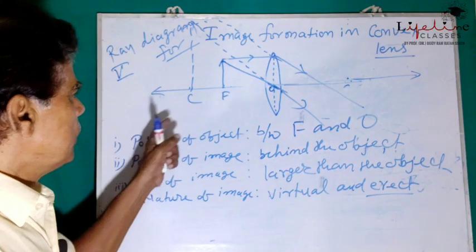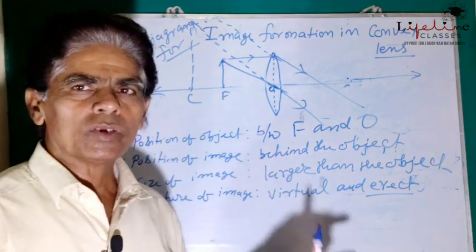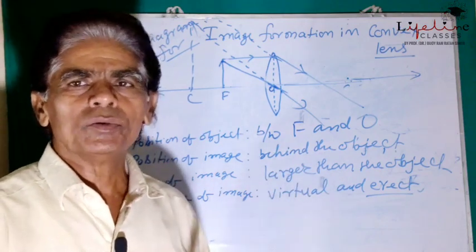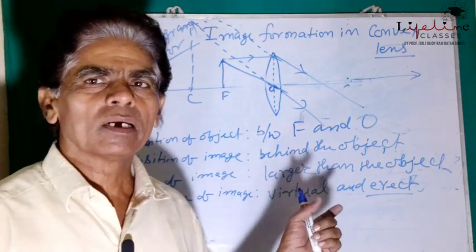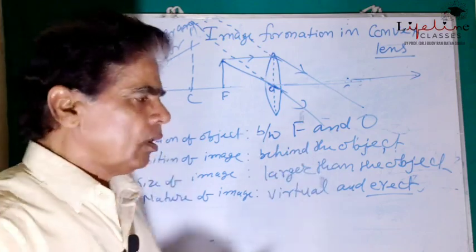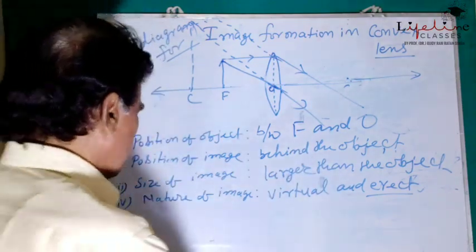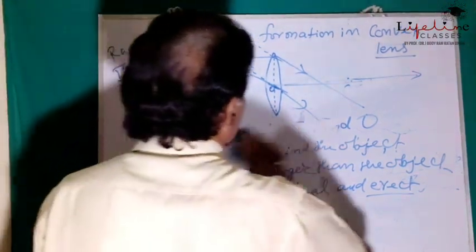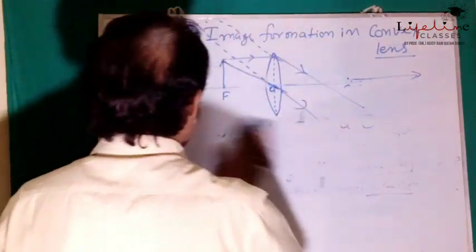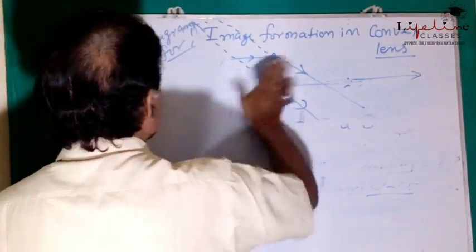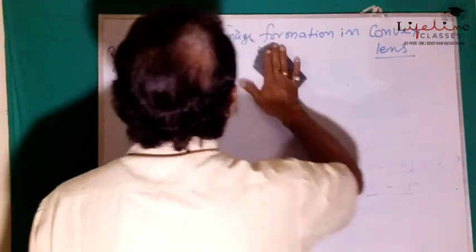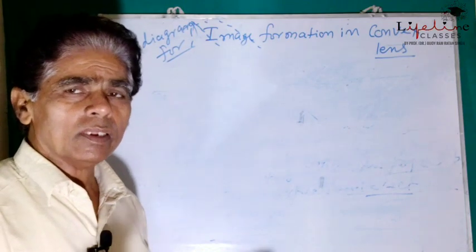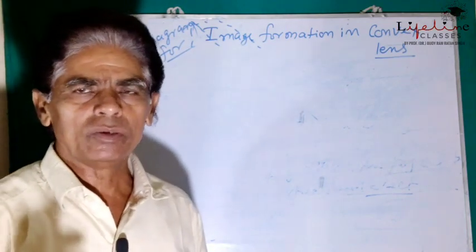So these are the different positions of objects and the corresponding images formed by the convex lens. Now let us come to the ray diagram for the image formation in concave lens. Concave lens is analogous to convex mirror in the sense of formation of image.